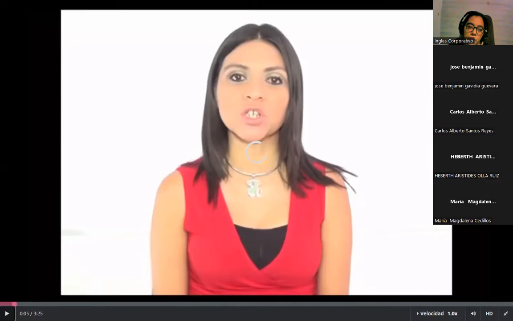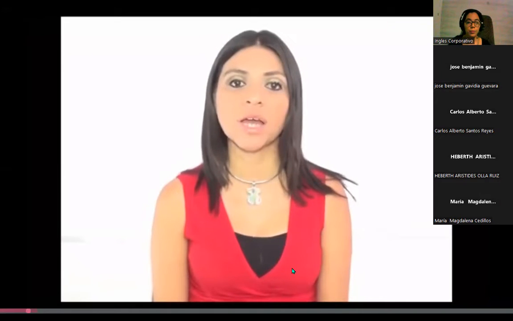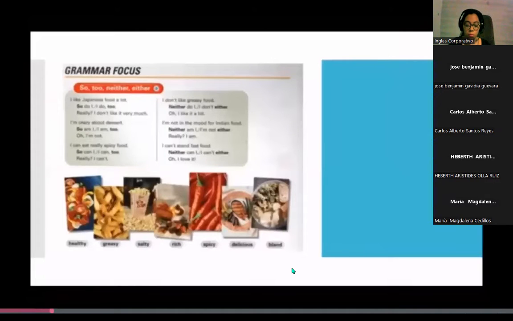Try to make sense of what you see on the following chart. Don't go, as we'll walk you through the use of so, to, neither, either, and more examples. So, to, neither, either. I like Japanese food a lot. So do I. I do too. Really? I don't like it very much. I'm crazy about dessert. So am I. I am too. Oh, I'm not. I can eat really spicy food. So can I. I can too. Really? I can't. I don't like greasy food. Neither do I. I don't either. Oh, I like it a lot.